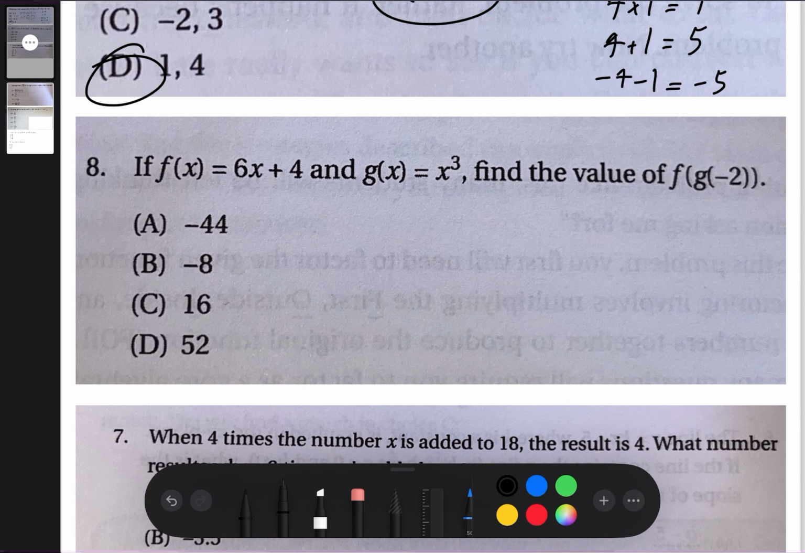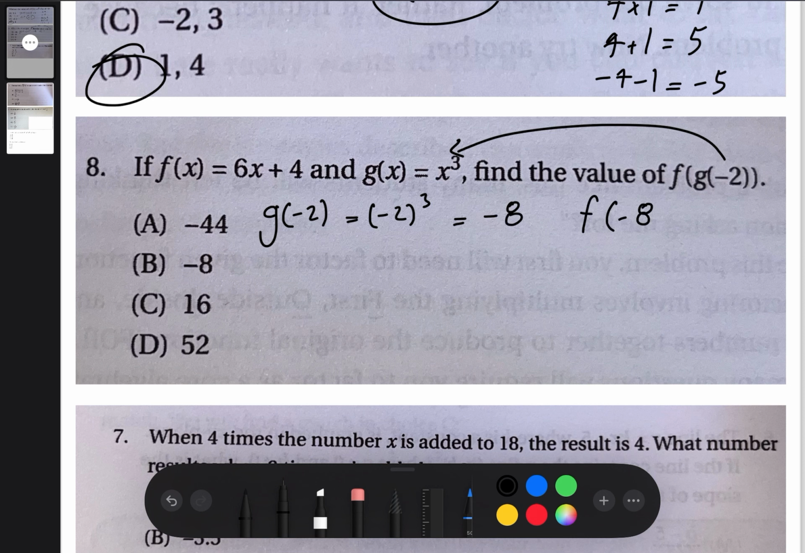Question number 8 says, if f of x equals 6x plus 4 and g of x equals x cubed, find the value of f of g of negative 2. Okay, so first you have to find g of negative 2. That means you plug in negative 2 to g of x. So g of negative 2 equals x cubed, so that's negative 2 to the power of 3, which is simply negative 8.